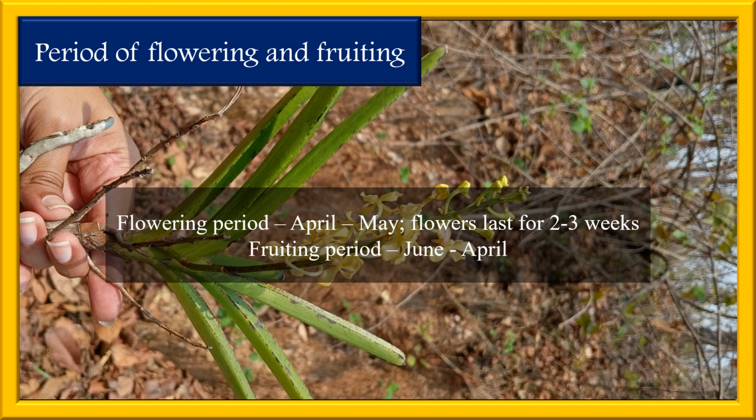Then comes the period of flowering and fruiting, meaning when you will see this particular orchid. The flowering time is from April to May, and the flower lasts for 2 to 5 weeks. The fruiting period we will mainly see from June to April.